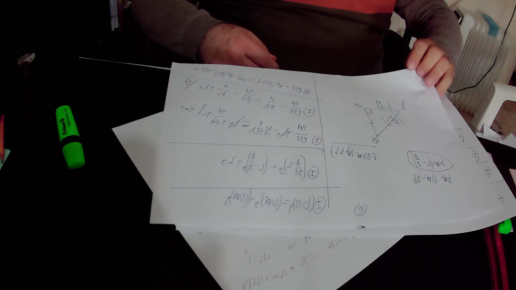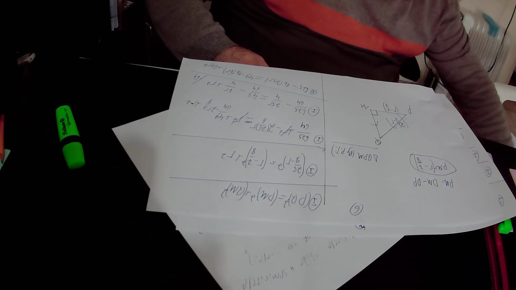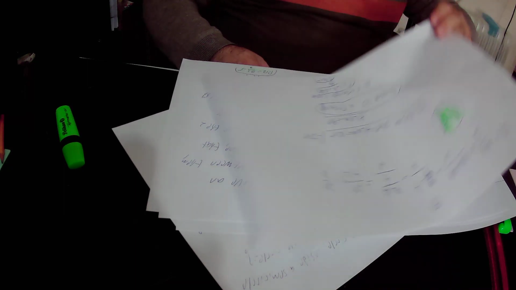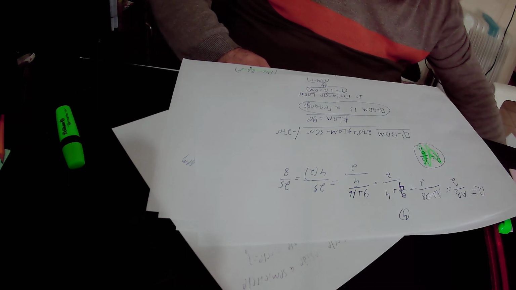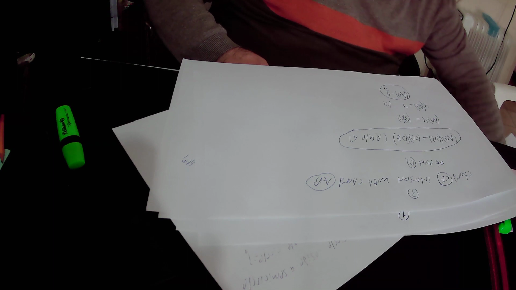Actually, the question: we have a circle that is inscribed by a semicircle, and we want to find out the radius of the circle that is inscribed by the semicircle. Okay?